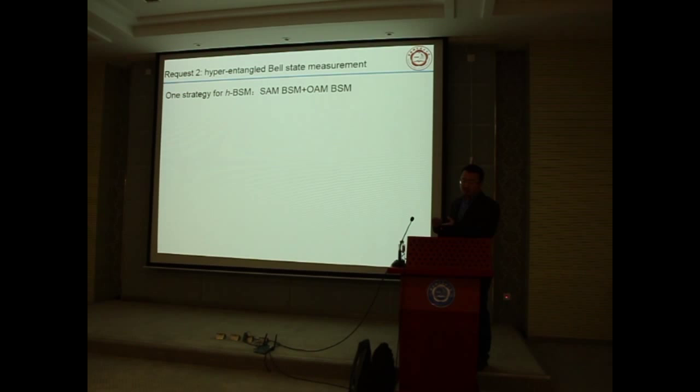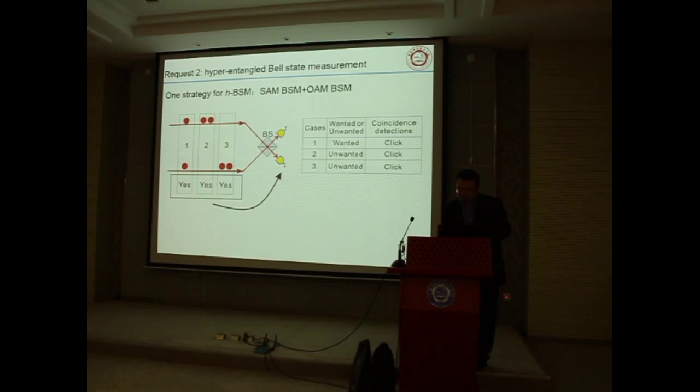Let's try this. We can construct two interferometers with one PBS and one BS. Now the question is, can we achieve the hyperentangled Bell state measurement by cascading these two interferometers? The answer is no.